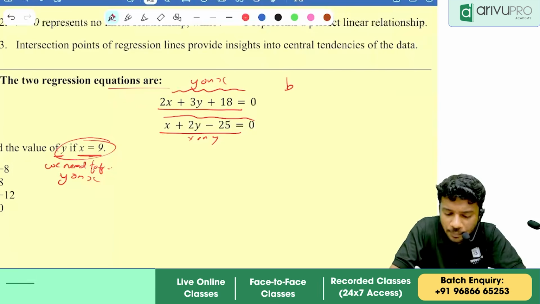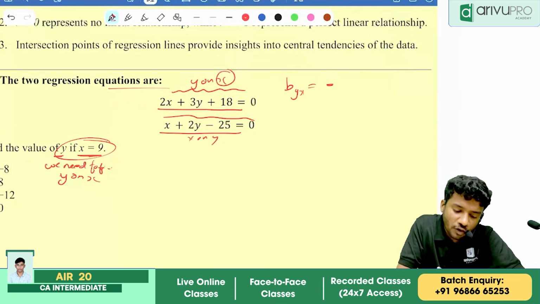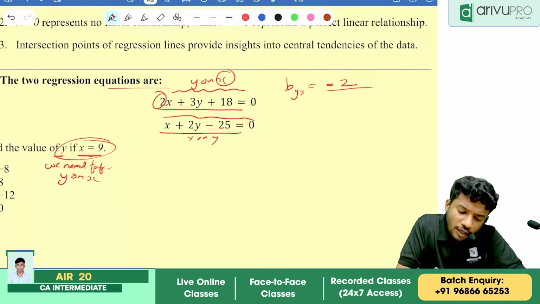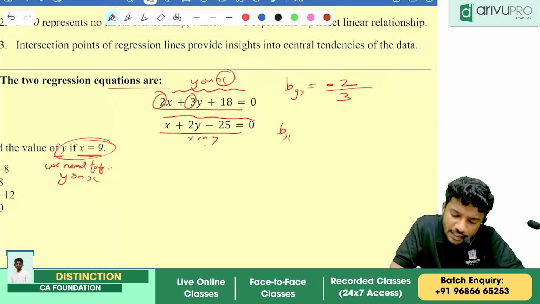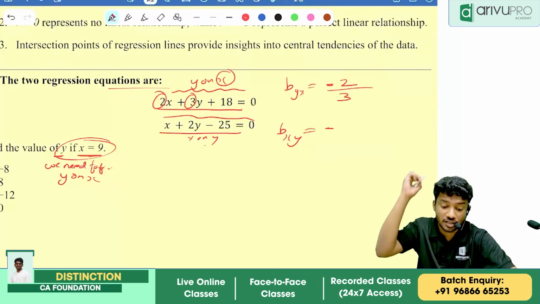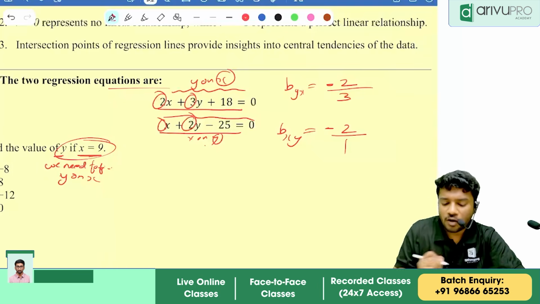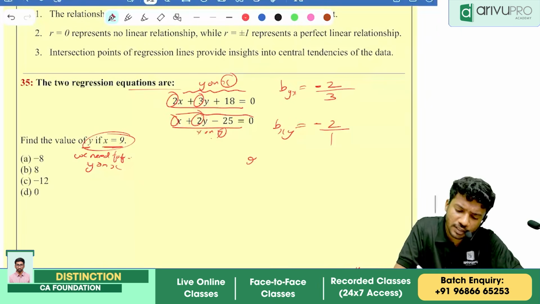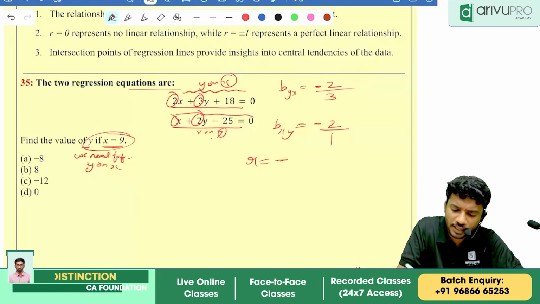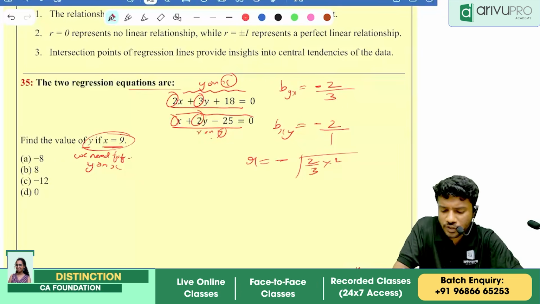Now you tell me, byx is equal to minus of coefficient of given divided by coefficient of not given. Coefficient of given is what? 2. Coefficient of not given, that is what? 3. Then second one, bxy, which is equal to minus of coefficient of given, what is given? 2, divided by coefficient of not given, 1. So that is minus 2 divided by 1. Now find correlation coefficient. R is equal to, both are minus, I will put minus outside, root of 2 by 3 into 2, which is equal to minus root of 4 by 3. How much is the answer?